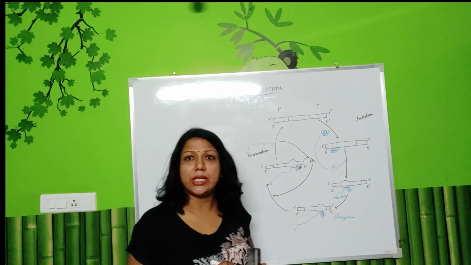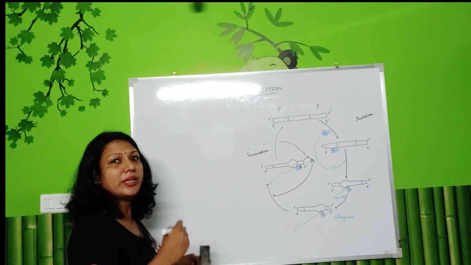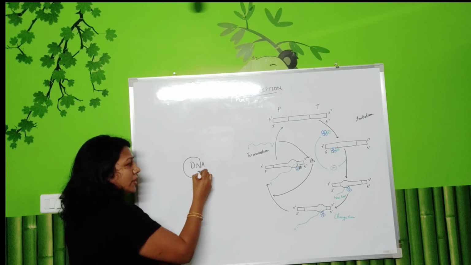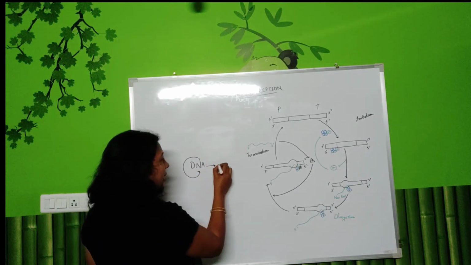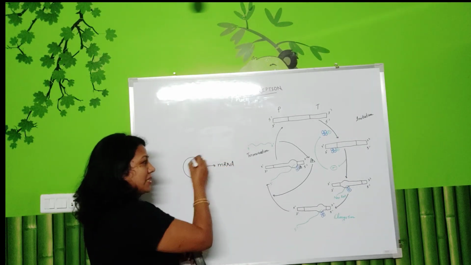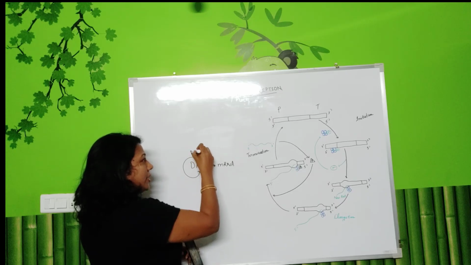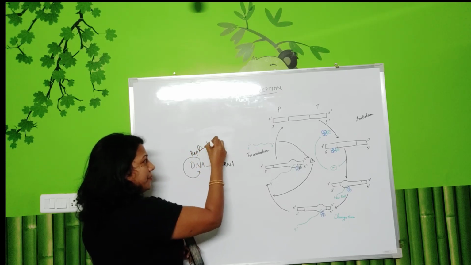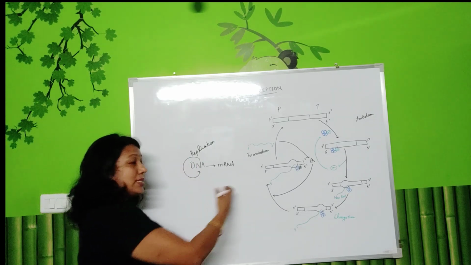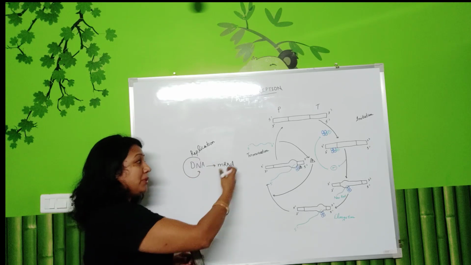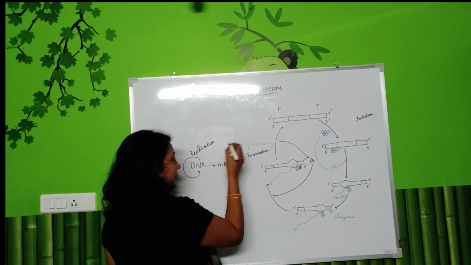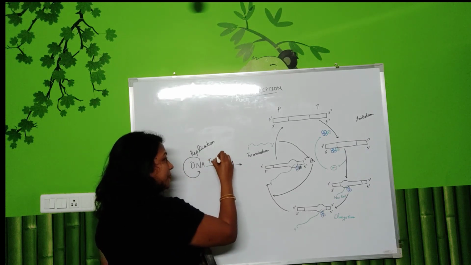You know about the central dogma of molecular biology, right? There we will study DNA undergoes replication. From here, mRNA is formed, right? Information which is present in the DNA is rewritten. DNA undergoes replication. Now the information which is present in the DNA is rewritten, right? The cell is rewriting it into mRNA. From DNA to mRNA, this step we will call transcription.